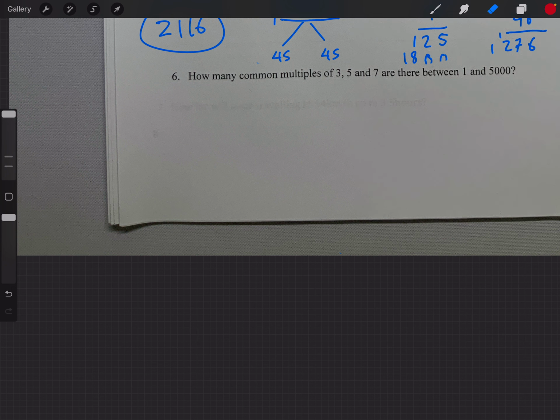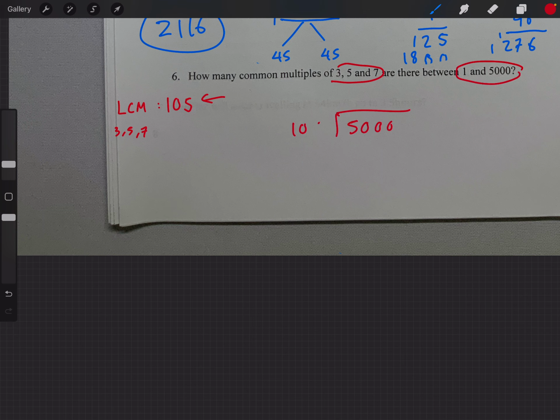Alright, next part is, we know that 105 is the lowest common multiple of 3, 5, and 7. Now, how many multiples of this number can fit in between 1 and 5,000? Well, we take 5,000 and divide it by 105. How many of them will fit? Okay.